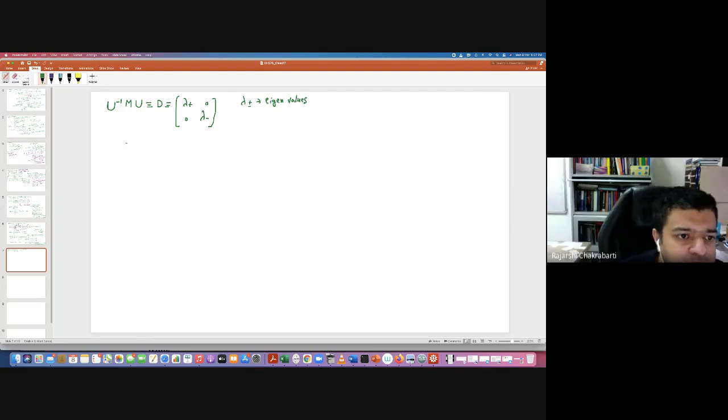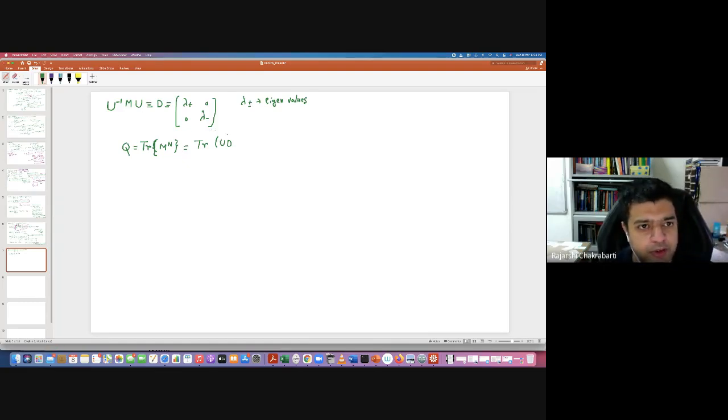Now let us calculate. So essentially what is my partition function? My partition function is trace of M to the power of N, no? So let me write down trace of U D U inverse, because M you can express as U D U inverse. I hope you understand. Simple matrix algebra.